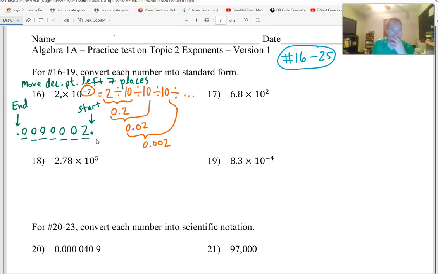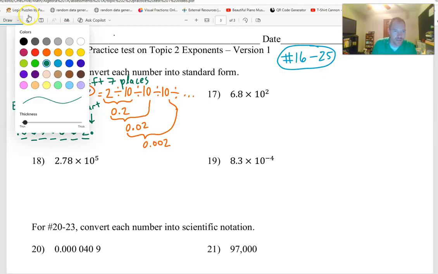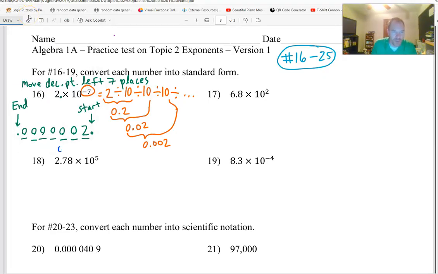One thing you want to do when you're trying to communicate with other people: this is great work to show, but remember, don't leave your answer like this. Write your answer clearly. You can put a 0 to the left of the decimal point, but otherwise we have the decimal point, 6 zeros, and then a 2. So this is my answer. This is 2 times 10 to the negative 7th written out in standard form.